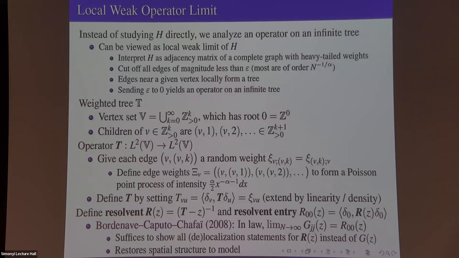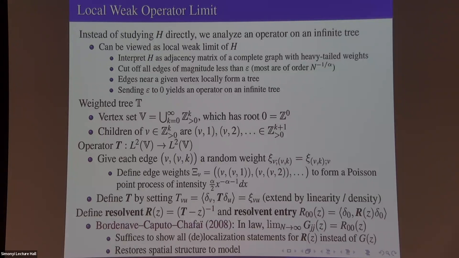So you should view this object as the local weak limit of my original Lévy matrix, at least in the sense that if I take any resolvent entry of the Lévy matrix, it will converge to this. So the game is purely now in understanding this infinite object. And the nice thing about this is that, in relation to Michael's question, this restores some level of tree structure, of spatial structure to the model through this T.